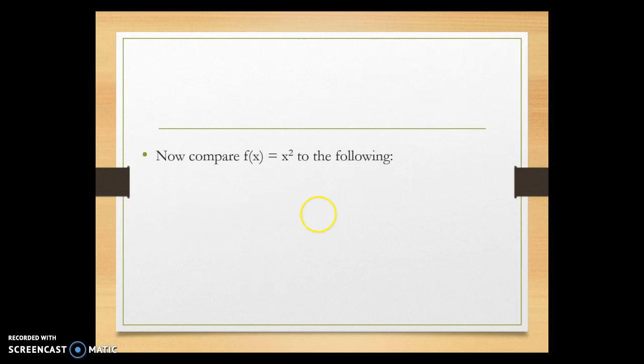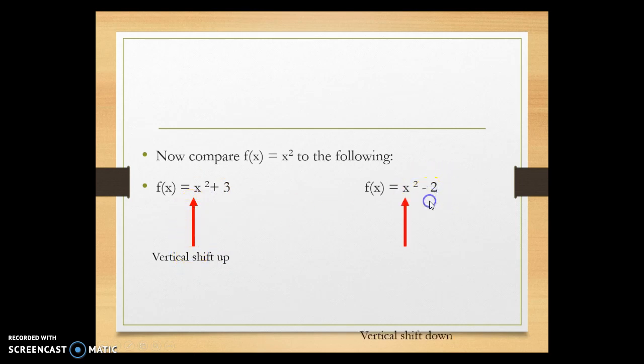If we think about f of x equals x squared, what happens when we add 3 outside of the squared? If you remember from earlier this year or last year, this becomes a vertical shift up. What you see is what you get. It's positive 3 outside of the x squared, and that means a vertical shift up. The same thing happens here. This minus 2, what you see is what you get. It's a negative 2, so it's a vertical shift down. So we're moving the parabola up 3 or down 2 in this situation.